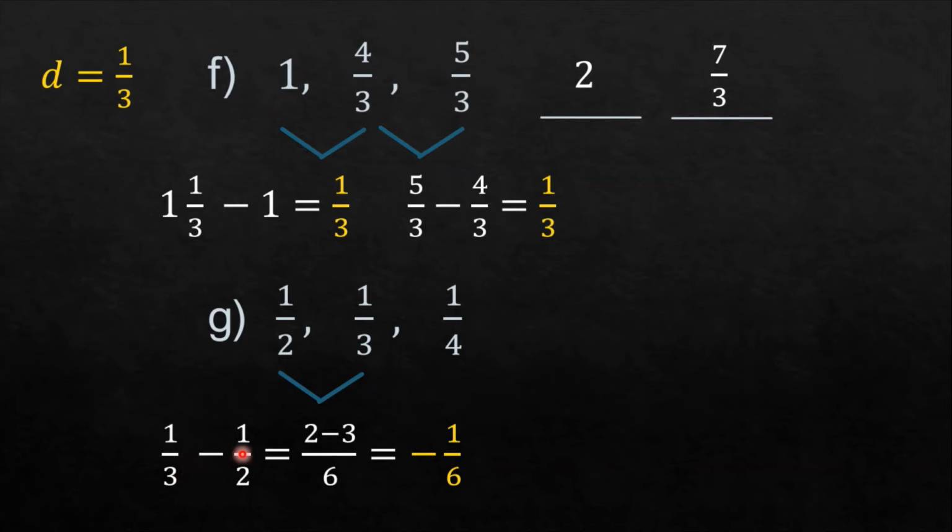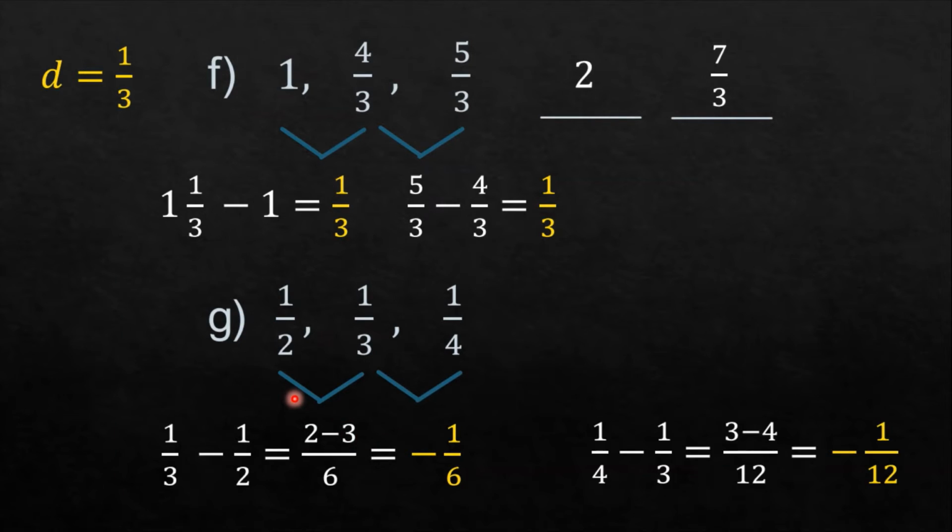So, 1/3 minus 1/2, we need to get the LCD. Okay, para masubtract natin sila. So, in this case, ang ating LCD is 6. So, we have 6 divided by 3 is 2 times 1. We have 2. 6 divided by 2 is 3 times 1. So, we have minus 3. So, 2 minus 3 all over 6 is negative 1/6. So, yung difference ng first two terms ay negative 1/6.